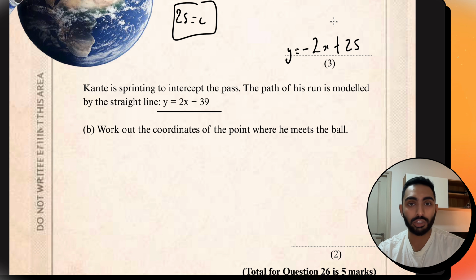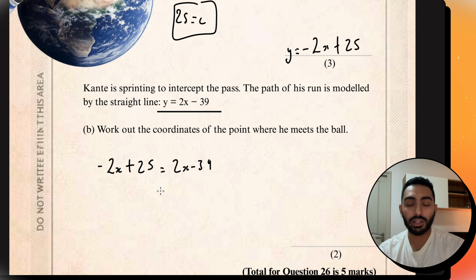This is the ball's trajectory where KDB has played it. And this is where he's going to run to intercept that pass. We need to find the coordinates where he meets the ball. We're going to make these equal to each other because we have a y equals and a y equals. I think that will be the easiest way to solve it. So -2x plus 25 for that top one is equal to 2x minus 39.